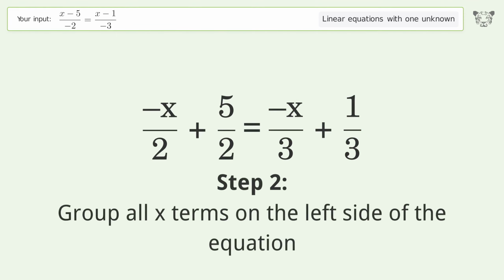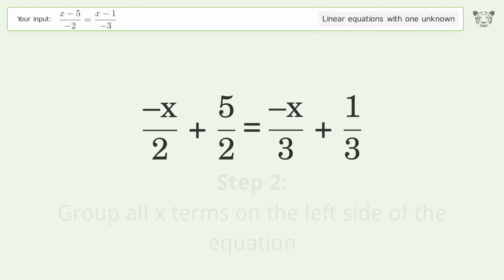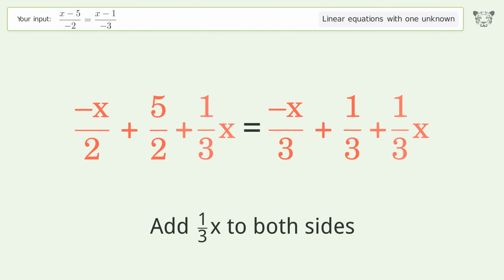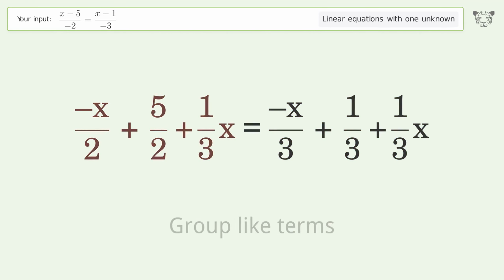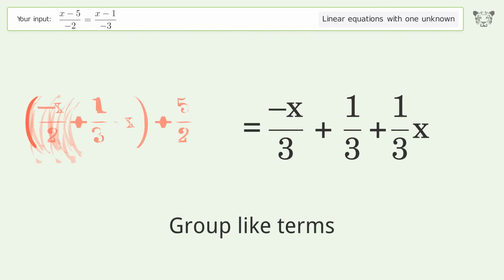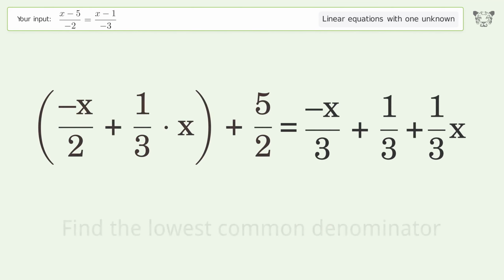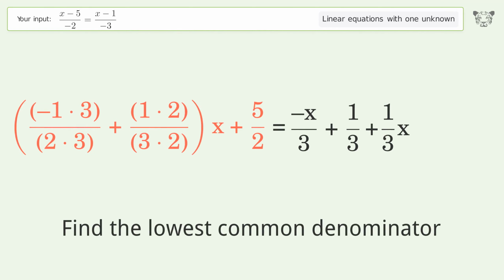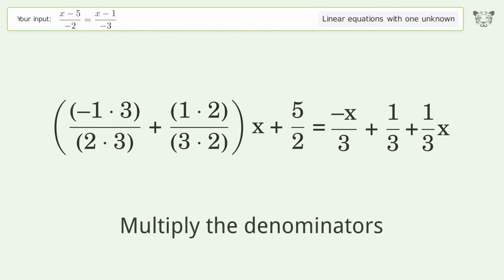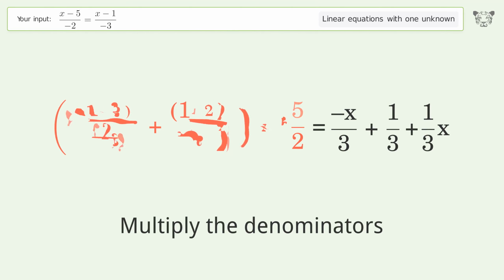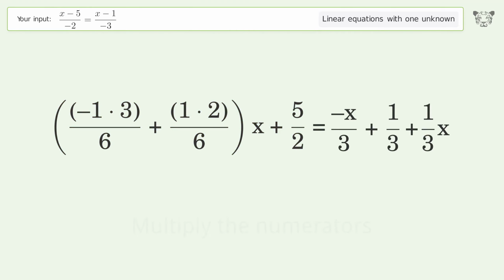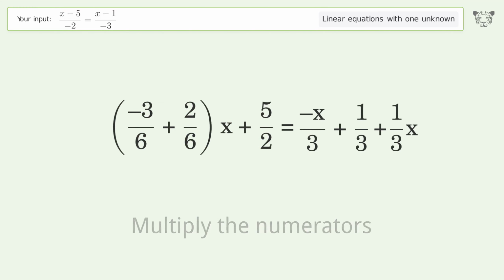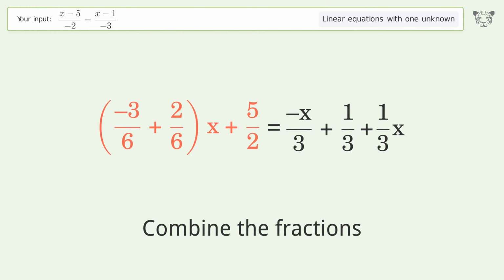Group all x terms on the left side of the equation. Add 1 over 3x to both sides. Group like terms. Find the lowest common denominator. Multiply the denominators. Multiply the numerators. Combine the fractions.